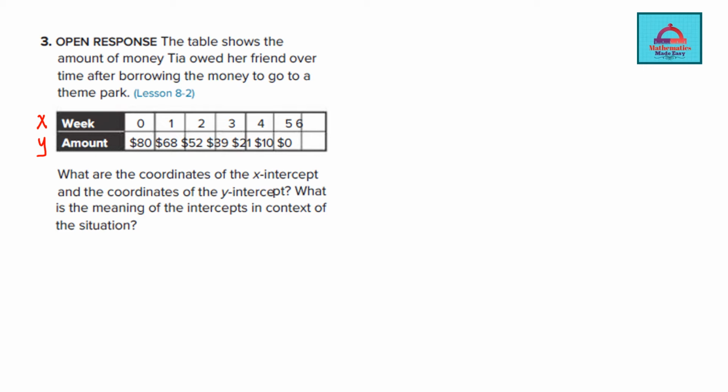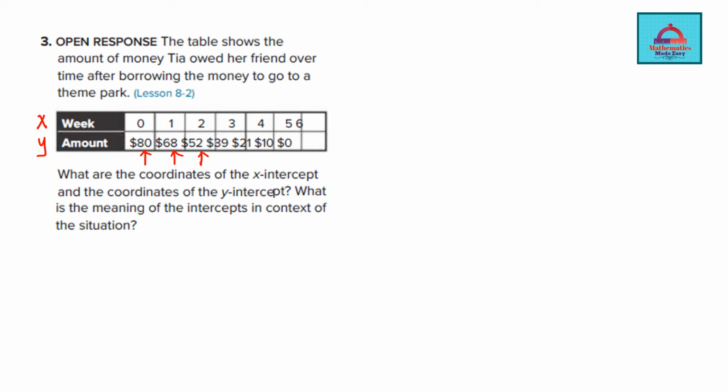So in week 0, when she started borrowing the money from her friend for going to the theme park, she borrowed an amount of $80. After 1 week passed, in week 1, she borrowed another amount, which is $68. In week 2, she borrowed $52.